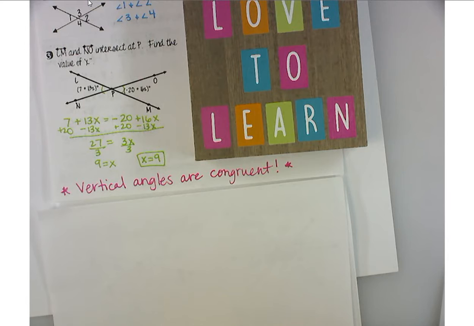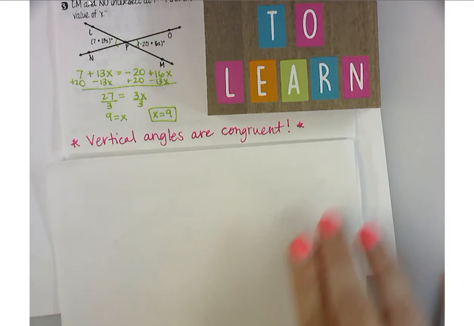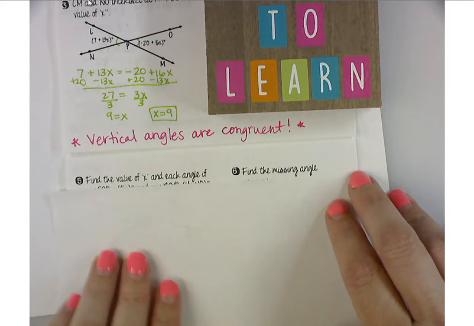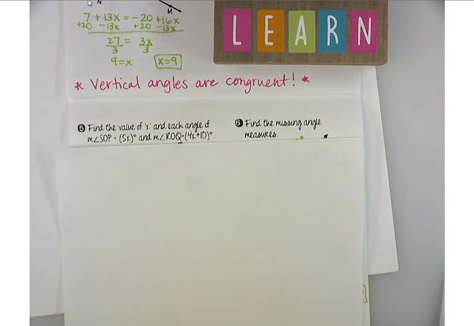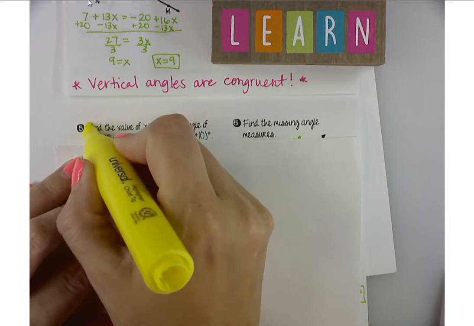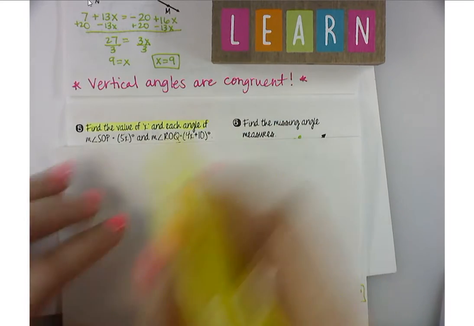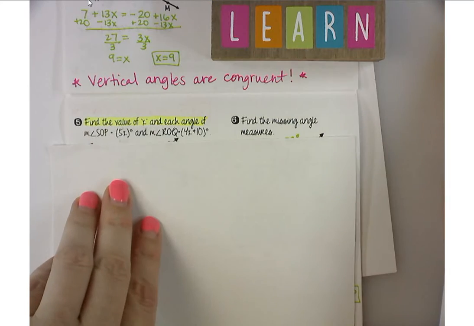Okay, number 4, I'm going to save that for homework, but we are going to make sure that we can set up number 5 together. So for number 5, it says find the value of x and each angle if you're given the measure of SOP and ROQ.